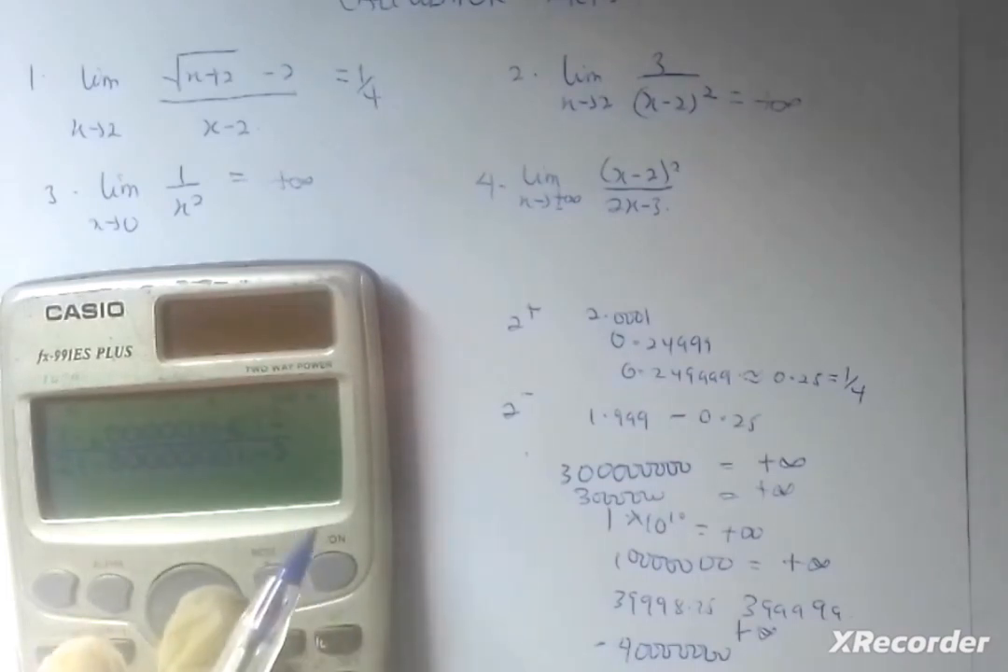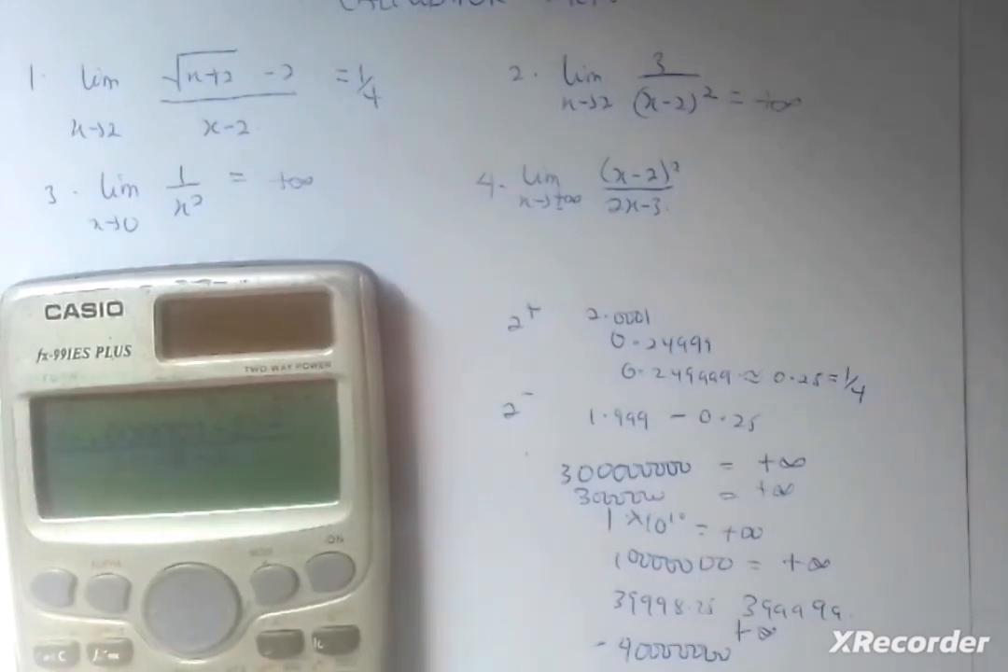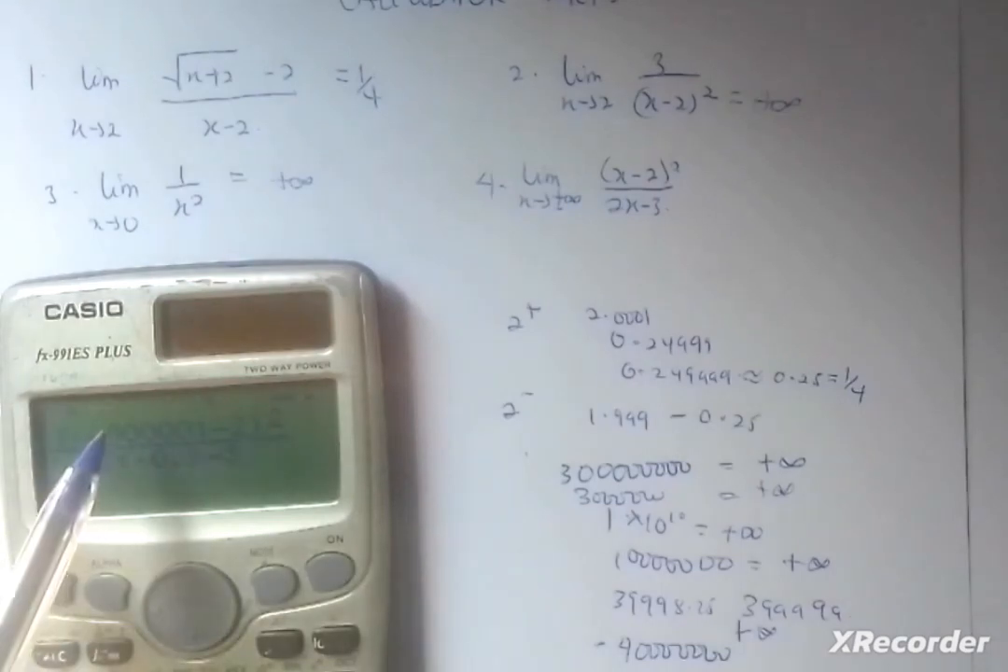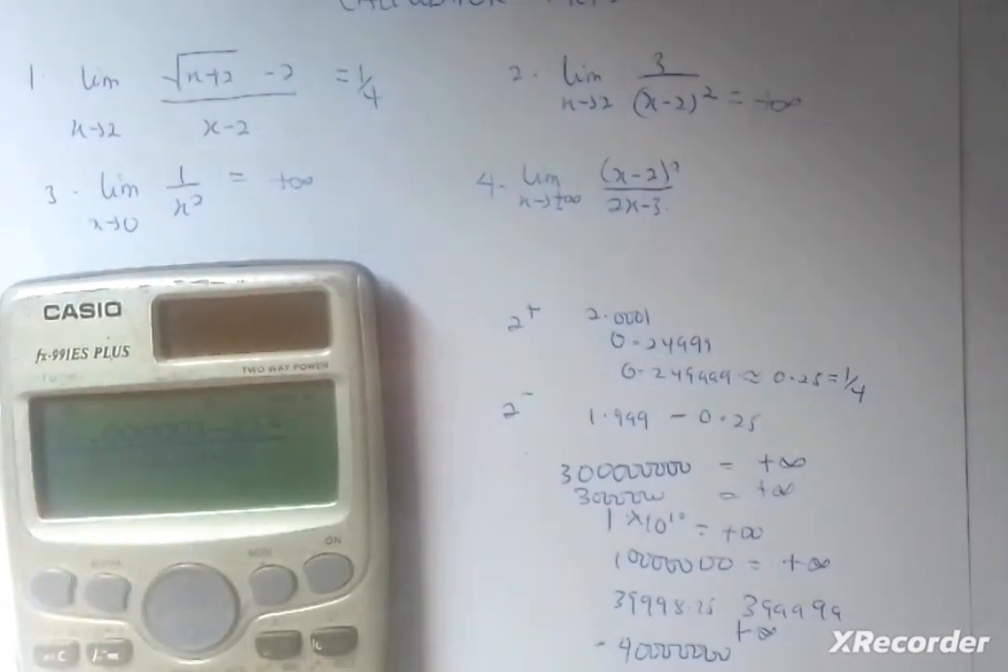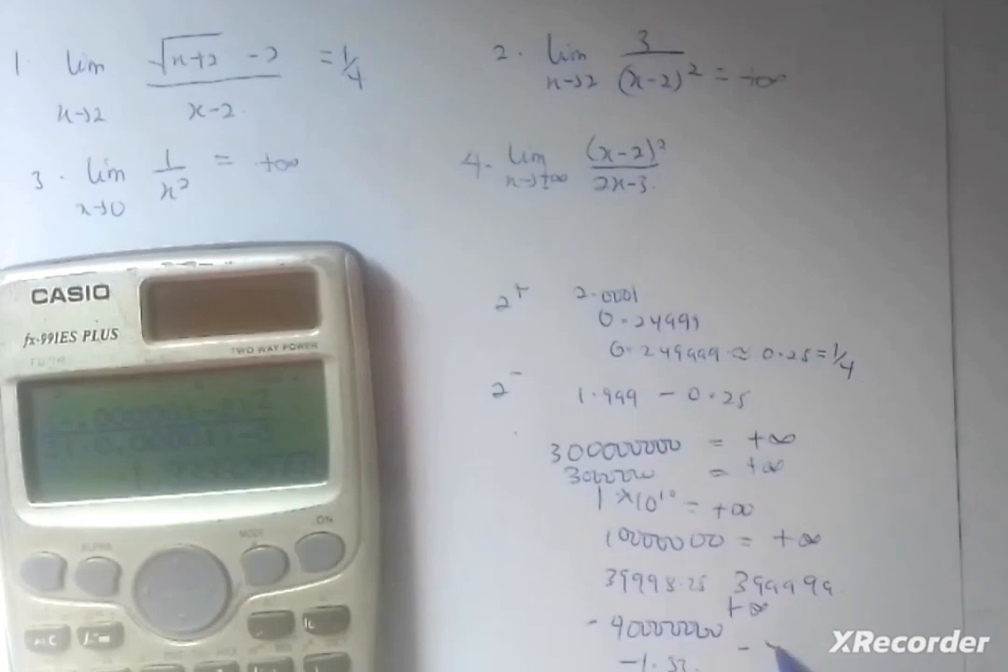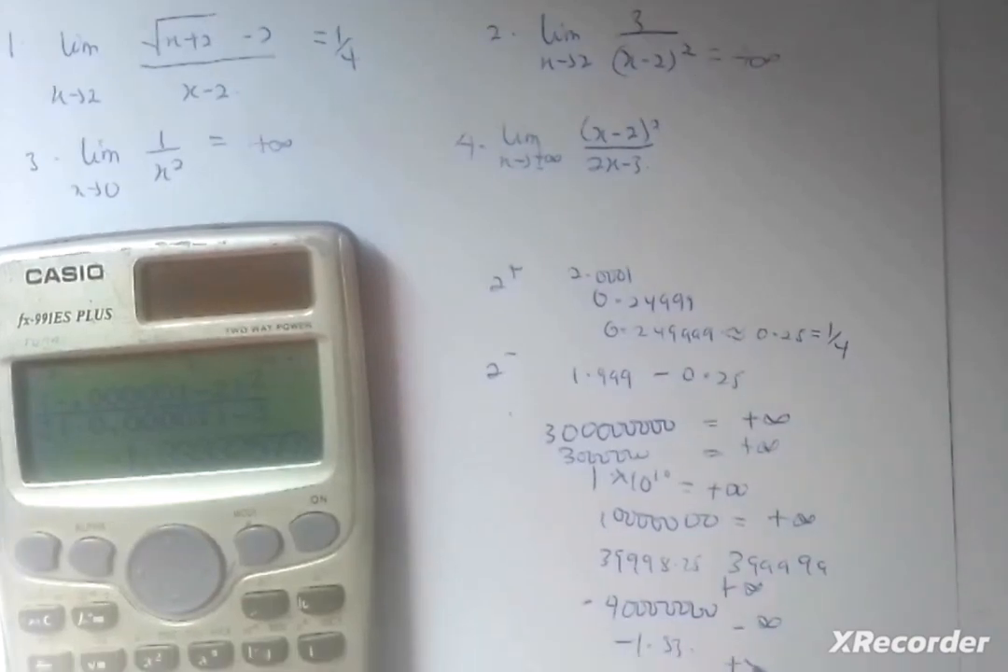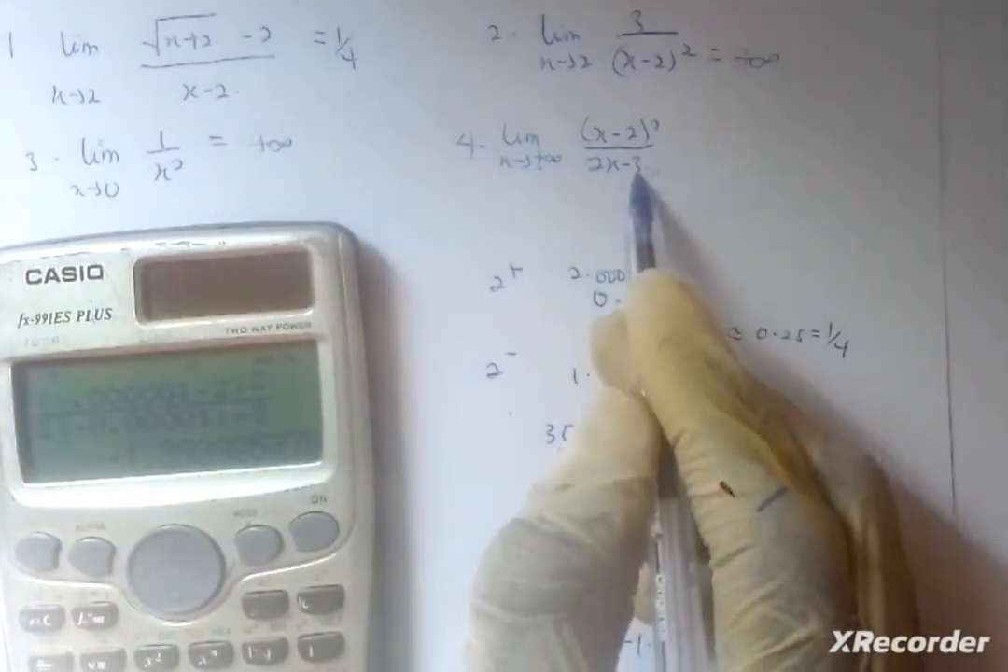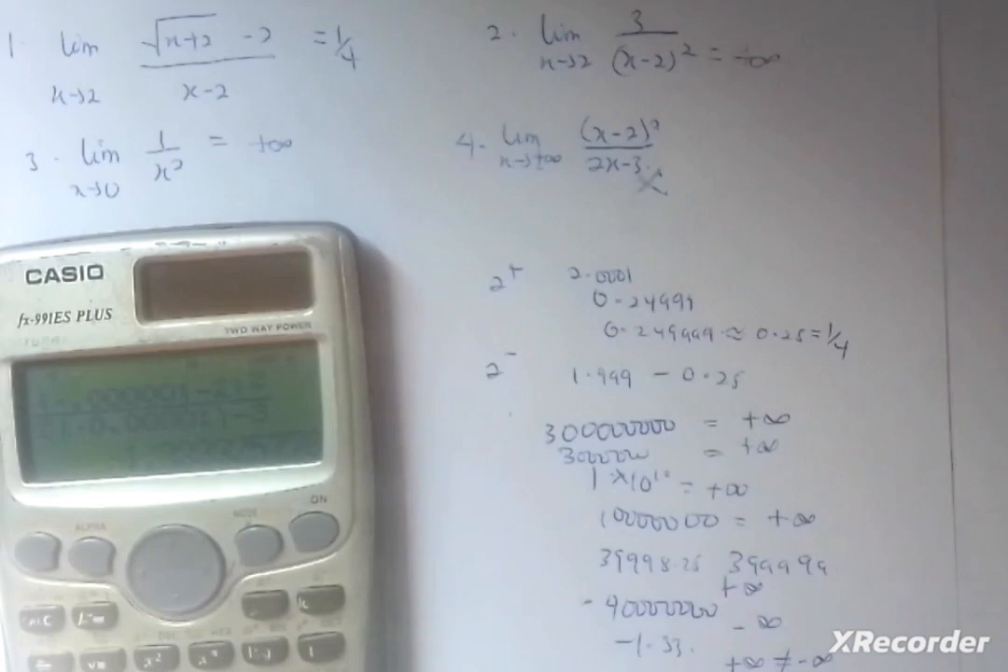So let's choose a number like -0.0000001. Then let's choose down here the same thing. I choose 1, 2, 3, 4, 5, 1. Then I press equal to. I'm getting negative 1.33. So that means it will give us negative infinity. Therefore, since positive infinity is not equal to negative infinity, this limit does not exist. You just confirm that it doesn't exist.